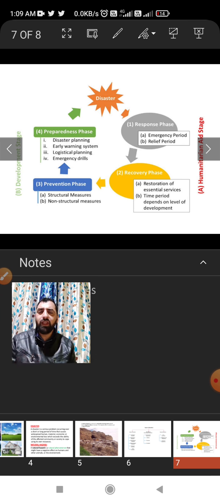So, in the very second phase, that is the recovery phase, we must be able to restore some of the essential services as soon as possible. Then, in the prevention phase, we take some structural and non structural measures, and finally the preparedness phase. And in the preparedness phase, we must come up with some disaster planning along with the logistic planning, and we must rely on the warning system.